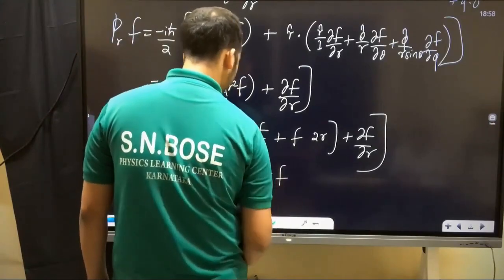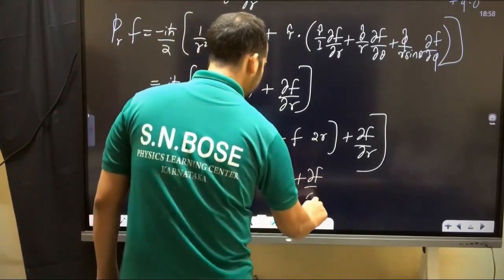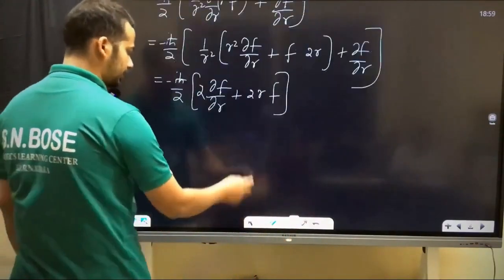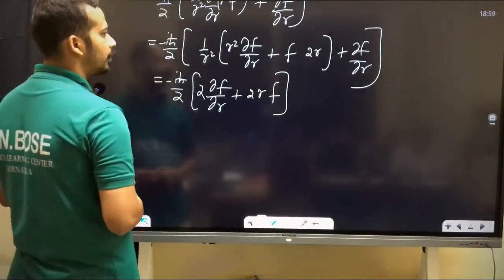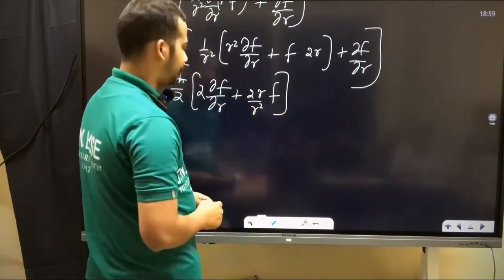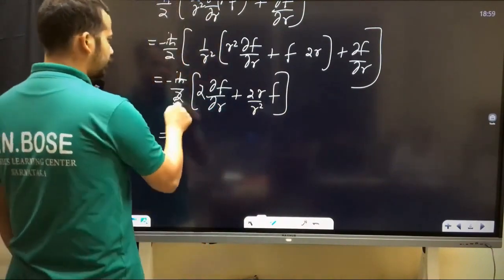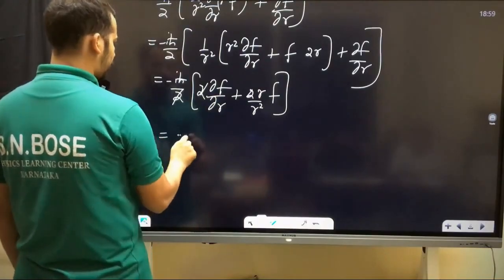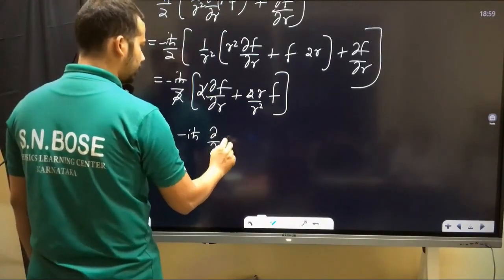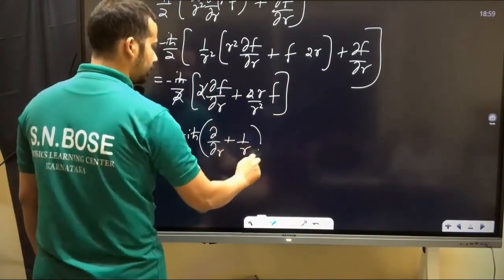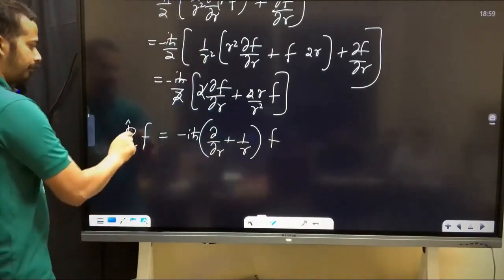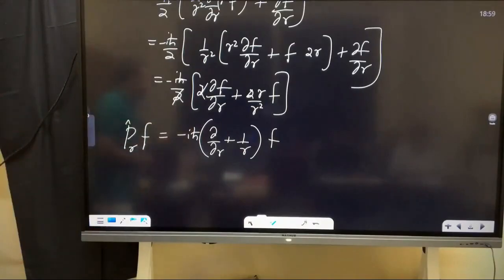2r into f. Am I right? Plus ∂f/∂r. Can I write 2 times? I think this is right. So 1 by r squared will get multiplied to that also. Here it will be multiplied to this one, by r squared. Then I think this 2 got cancelled. Minus iħ. Can I write like this? ∂/∂r plus 1/r operating on f. Check this out. Am I right?